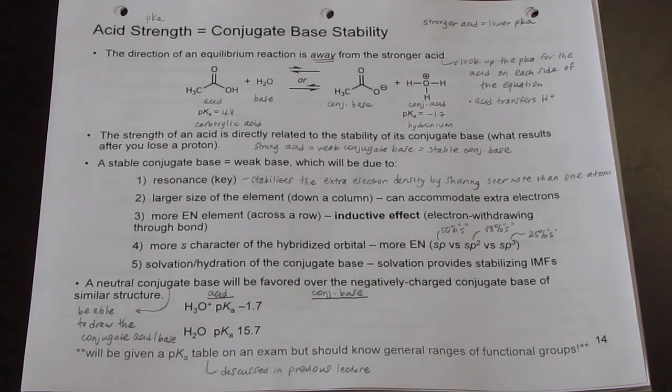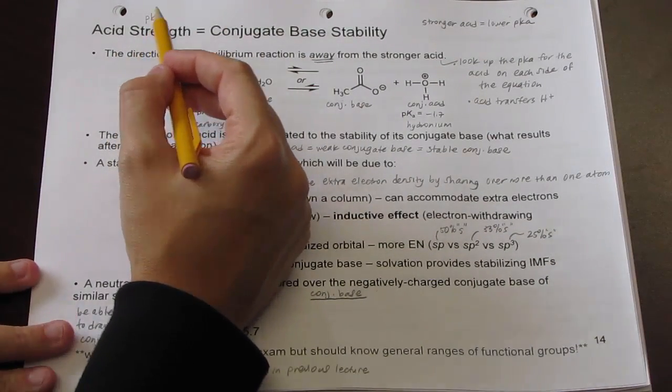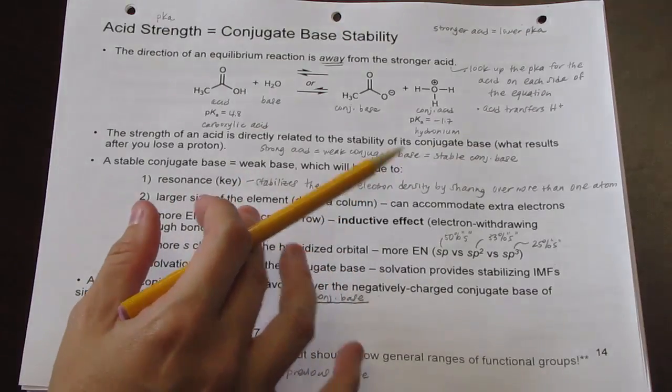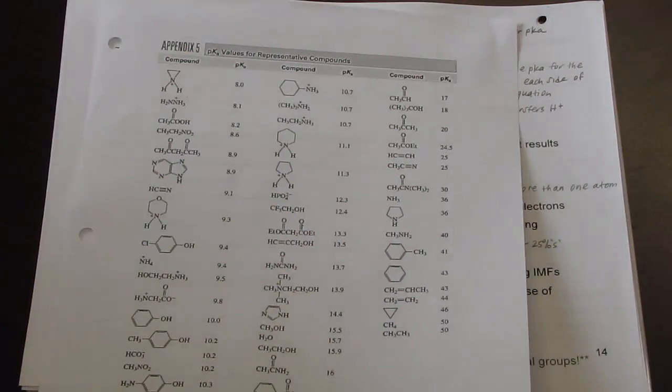This material will cover inverted lecture 2, and this is going to be involving the strength of acids as they relate to the conjugate base stability. Okay, so remember that acid strength is pKa, and you will have these 2 pages of a pKa table available to you on an exam.